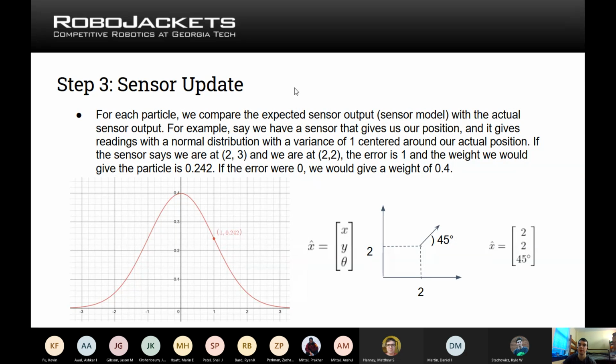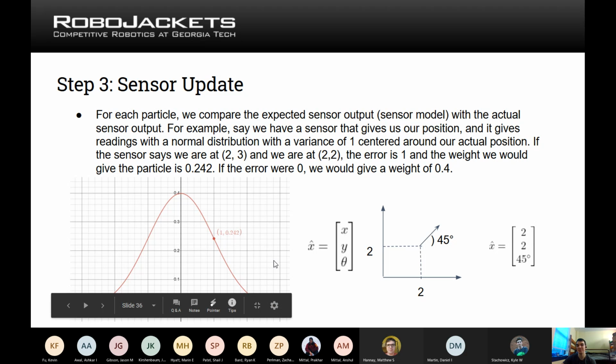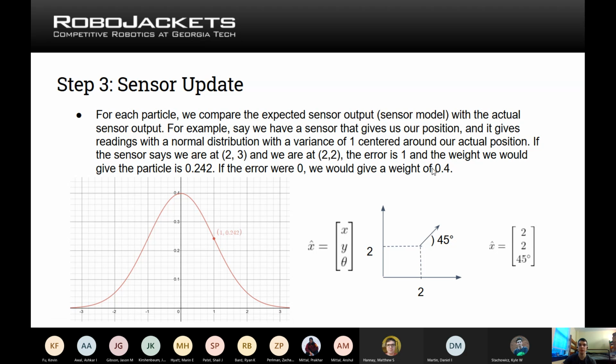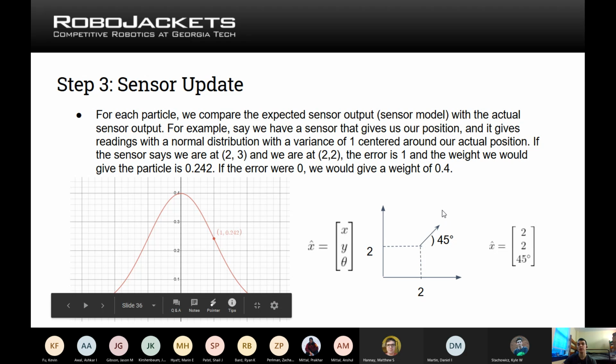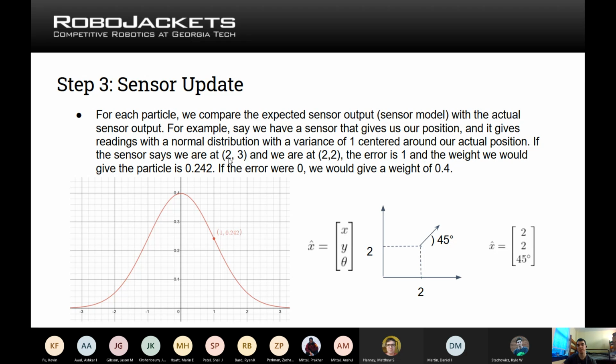For each particle, we then compare the expected sensor output from the sensor model with the actual sensor output. For example, say we have a sensor that gives us our position, with a reading that has a normal distribution with a variance of 1 centered around our actual position. Again, we're using a Gaussian here, but you could use any model you want. If the sensor says that we are at 2, 3 and the particle itself is at 2, 2, then the error is just 1, because it's just 1 in the y direction. And the weight we would give the particle is 0.242.